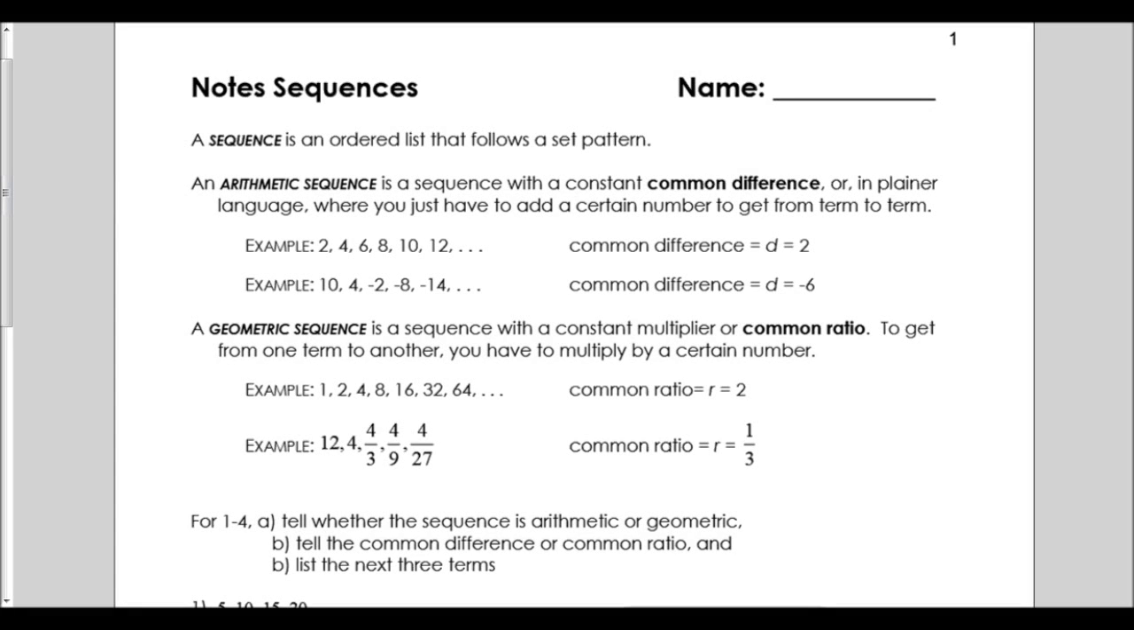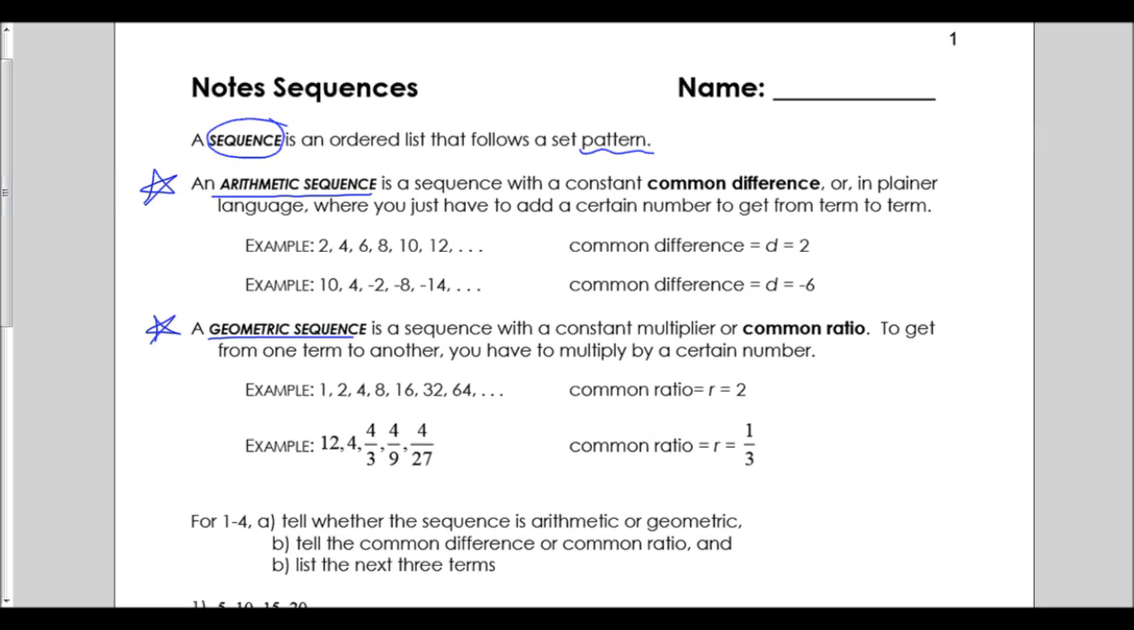In this video, we're going to be taking some notes on sequences. First off, let's start with the definition. A sequence is just an ordered list that follows a set pattern. In Algebra 2, we're going to talk about two types of sequences, arithmetic sequences and geometric sequences.